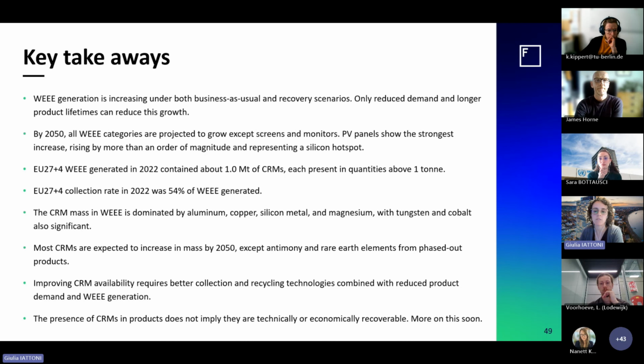Improving the availability of these materials requires better collection and recycling, but also less waste generation overall, which means less consumption. And very important, the presence of certain critical raw materials in WEEE does not necessarily imply that they are technically or economically recoverable. And this depends on the presence of some barriers and enabling factors that have to be considered. And you will hear more about this in the next part of the session.